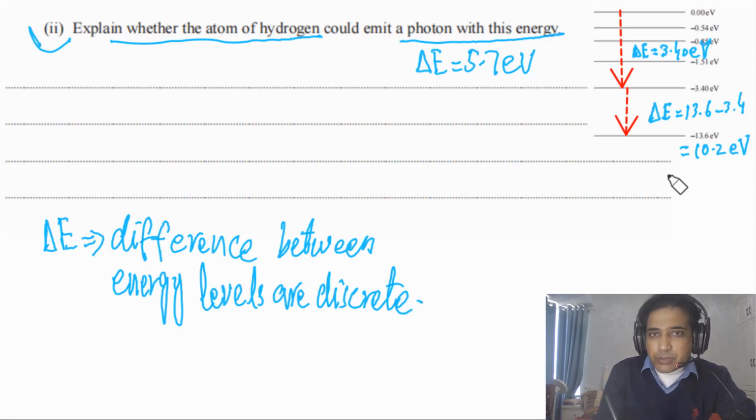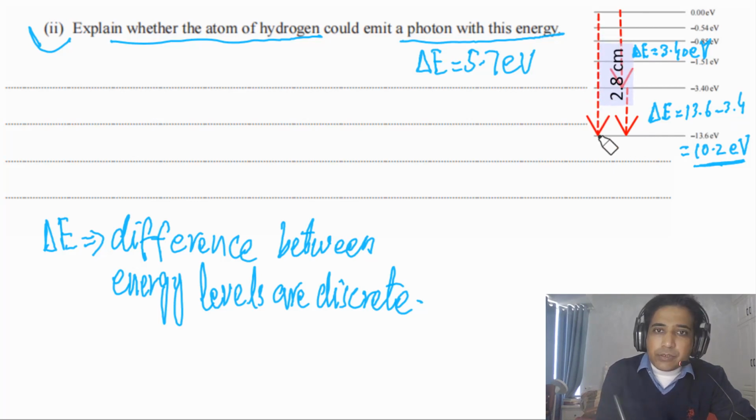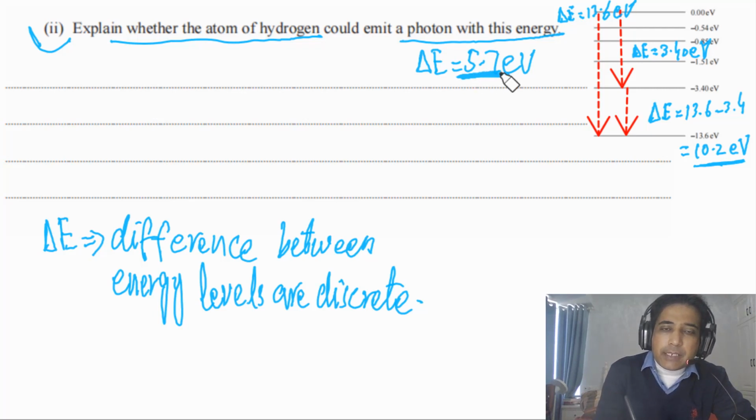Now if we look at the energy levels of the hydrogen atom, we can get this photon, but we cannot get 5.7. If the electron jumps from here to here, we will get 3.40, and if the electron jumps from here to here, we will get 13.6 electron volts, but we cannot get 5.7. So it simply means that the hydrogen atom cannot emit a photon of 5.7 electron volts.